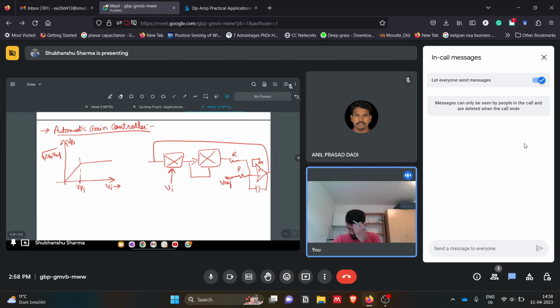By intuition we can say that the output is directly proportional to the input and VC by A, where VC is the voltage feedback to the signal. So if V in is increasing, then VC will decrease to maintain V naught constant. It will be vice versa: if VC is increasing, then V in will be decreasing. So this is how the automatic gain controller was working.